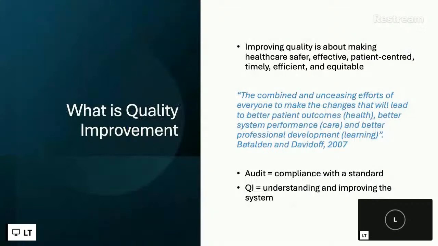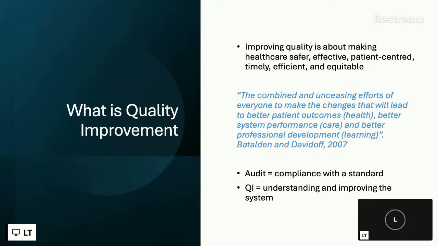So let's crack on. What is quality improvement? Let's quickly start with the definition. Improving quality in healthcare means making it safer, more effective, more patient-centered, timely, efficient, and equitable. And we've got a very formal definition here by Batalden and Davidoff, saying that it is the combined and unceasing efforts of everyone to make the changes that will lead to better patient outcomes, better system performance, and better professional development. It all sounds very formal, but in simpler terms, QI is about making care better for patients, better for the staff, and better for the system.